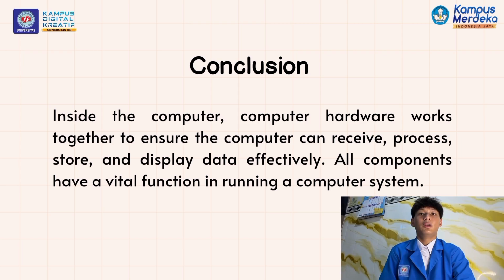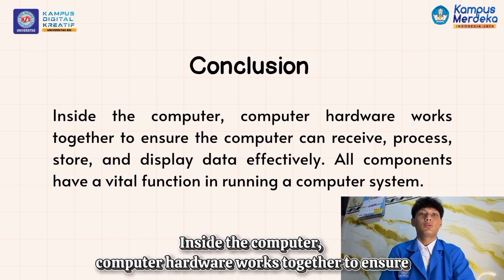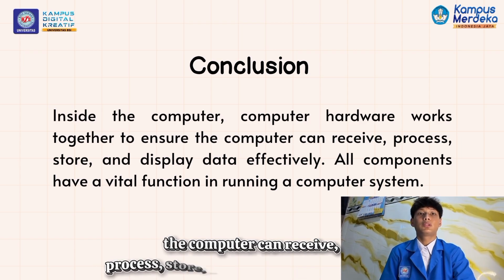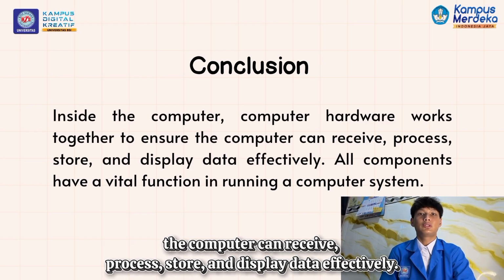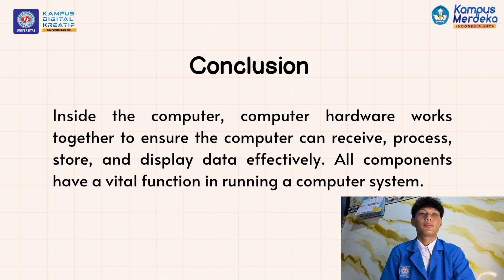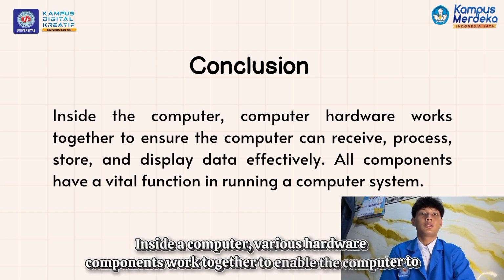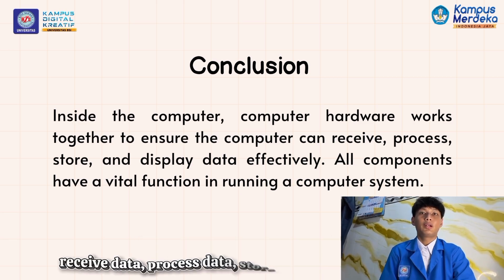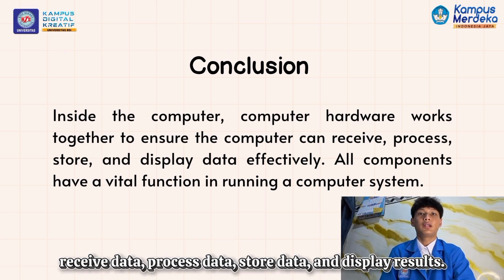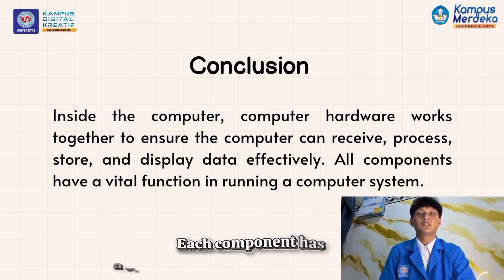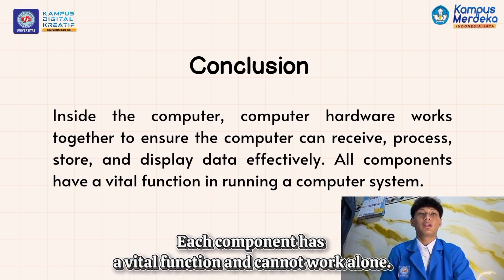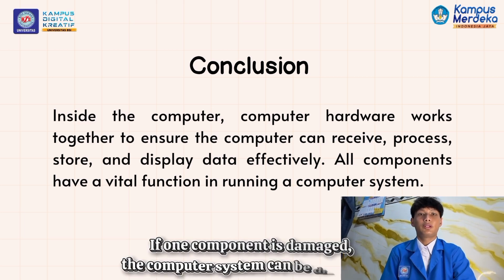Next slide, conclusion. In conclusion, computer hardware components work together to ensure the computer can receive, process, store, and display data effectively. All components have a vital function in running a computer system. Each component has a vital function and cannot work alone. If one component is damaged, the computer system can be disrupted.